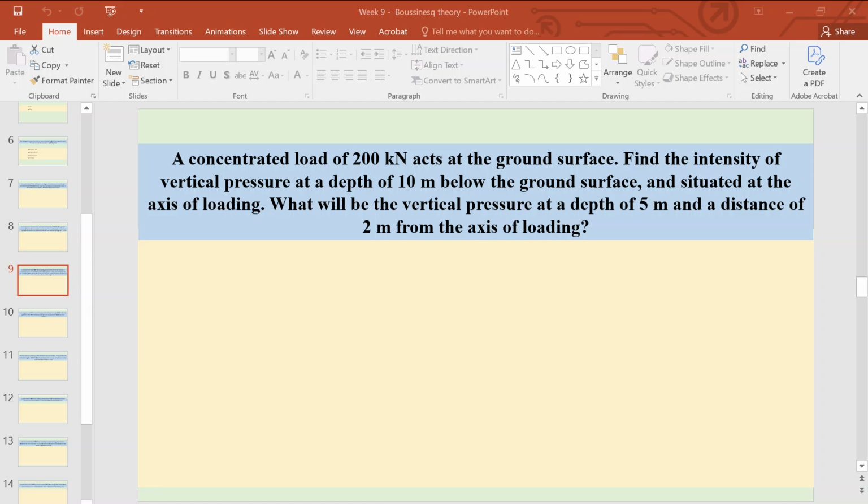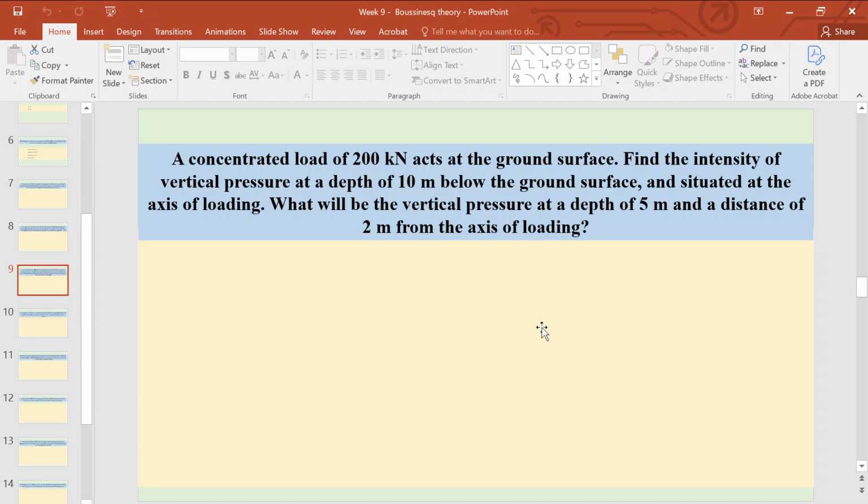A concentrated load of 200 kilonewton acts at the ground surface. Find the intensity of vertical pressure at a depth of 10 meter below the ground surface and situated at the axis of loading. What will be the vertical pressure at a depth of 5 meter and a distance of 2 meter from the axis of loading?